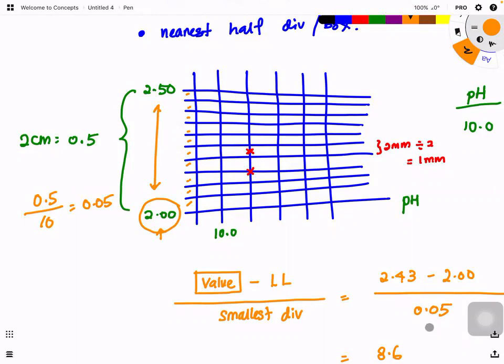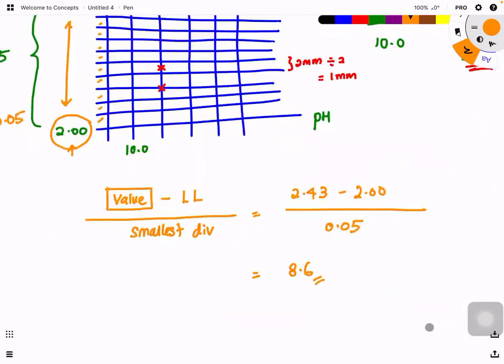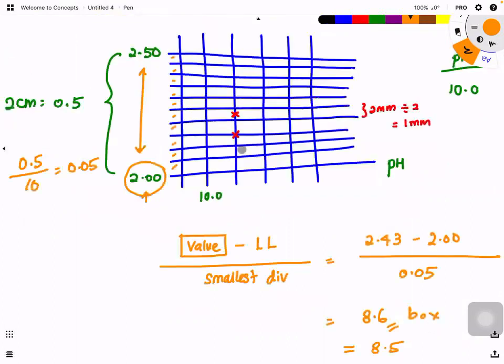So you calculate, and you get 8.6 boxes. Can you plot 8.6? You cannot, only half box. So the nearest one is 8.5. You count from the bottom here: 1, 2, 3, 4, 5, 6, 7, 8, 8.5. So it will be here, at half box. Are you clear? Can you see that?